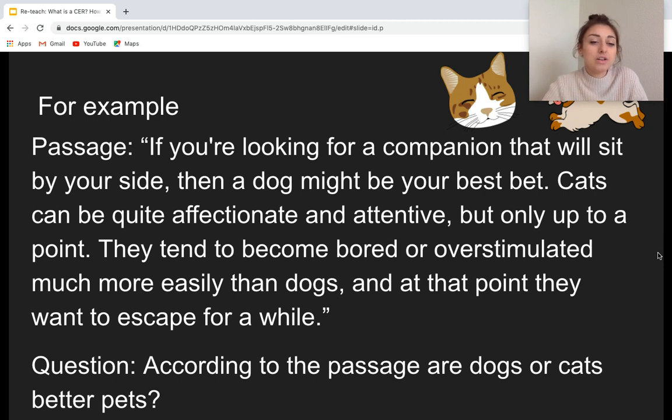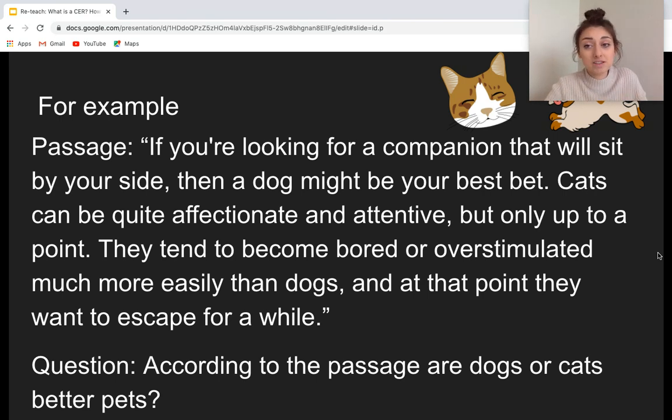It says, if you're looking for a companion that will sit by your side, then a dog might be your best bet. Cats can be quite affectionate and attentive, but only up to a point. They tend to become bored or overstimulated much more easily than dogs, and at that point, they want to escape for a while. So the question that's going to be asked of you is, according to the passage, are dogs or cats better pets? This is not asking for your opinion. If it was, it would say, in your opinion, are dogs or cats better pets? But this is saying, according to the passage.